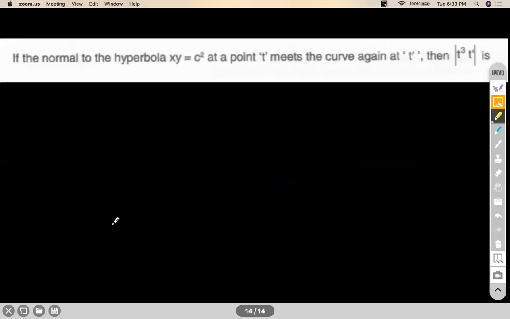If the normal to this hyperbola at a point T meets the curve again at T dash, what is mod of T cube into T dash?